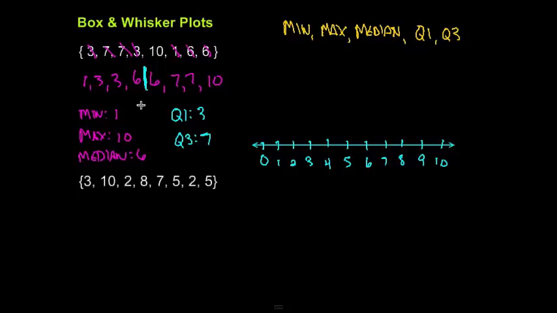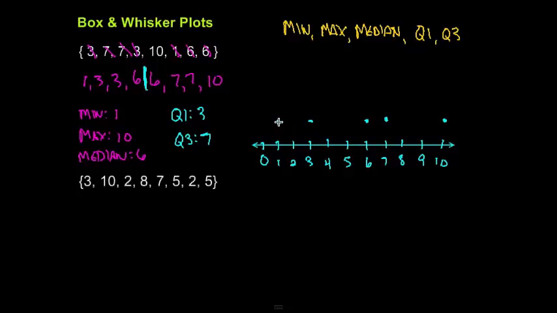Okay, so now we've got our number line, and we need to plot each of those values on that number line. I'm going to start with the minimum. That's right here at 1. Then the maximum's over here at 10. Then the median is at 6, so right there, like so. The first quartile is at 3. And then finally the third quartile is at 7. Now I've got all my points.